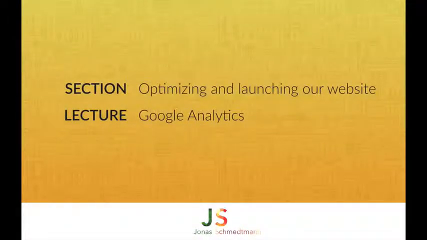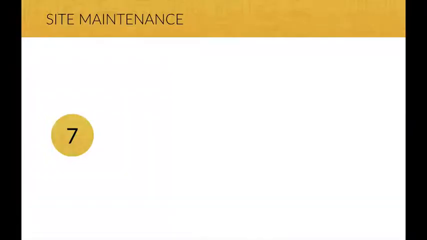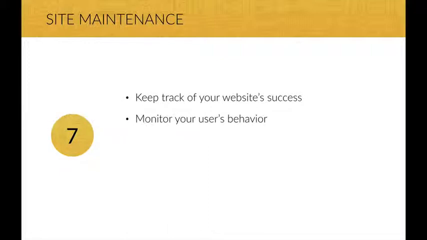So now that our website is online, we can still work on it, because the launch is not the end of the story. As you hopefully remember, the seventh and last step of our plan is the site maintenance. This means that you should keep track of your website's success and monitor users' behavior. And how do we do that? We use a very powerful tool called Google Analytics.